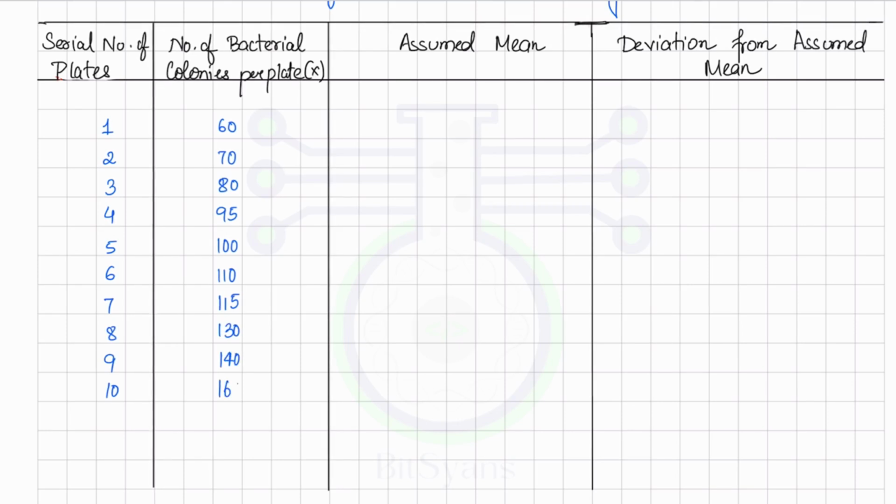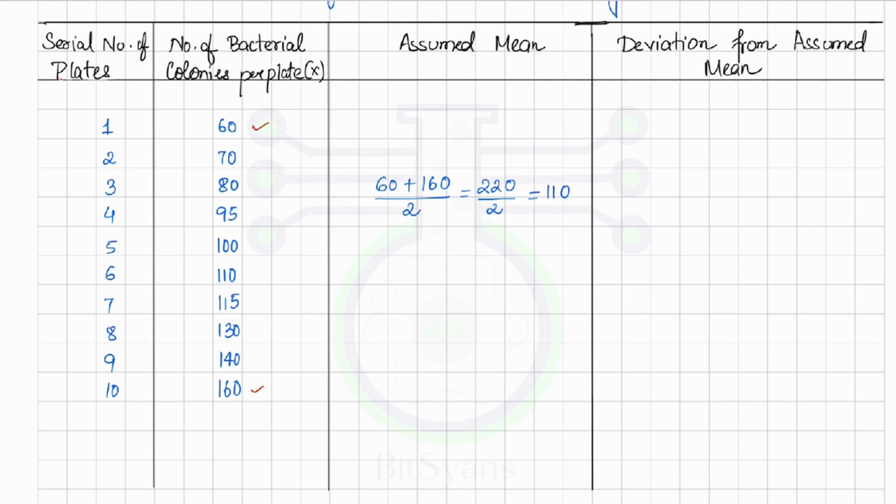140 and 160. So as we know, in the assumed mean method, the assumed mean of the series is calculated by dividing the total of the maximum and the minimum values of the items of a series by 2. So here we have 60 as the minimum number and 160 as the maximum number, which can be divided by 2, which is going to be 220 by 2, equal to 110. So in this, we already got our assumed mean.